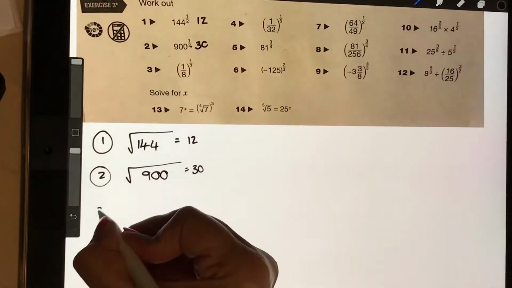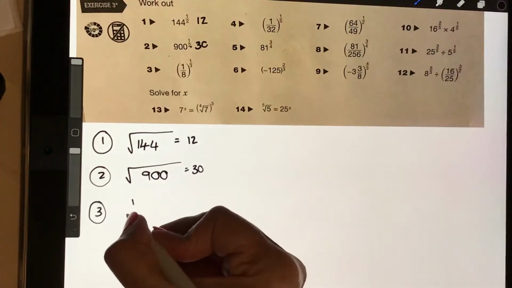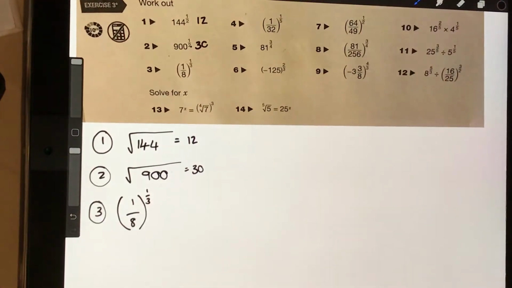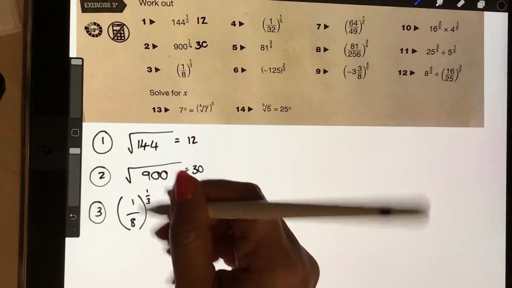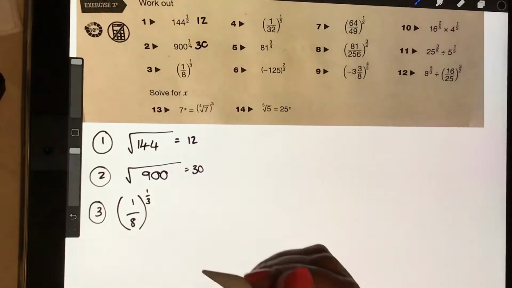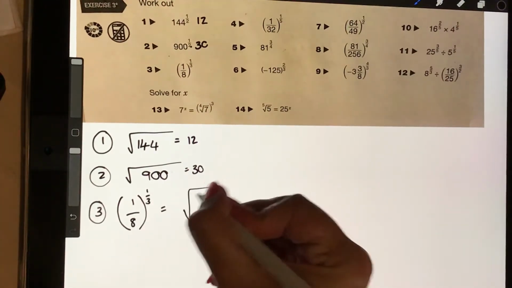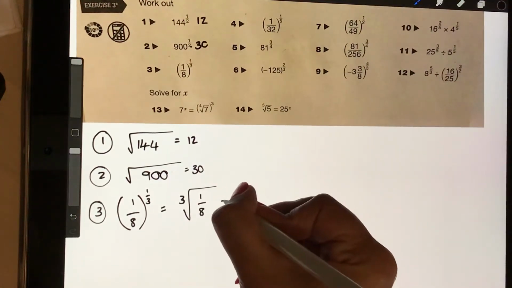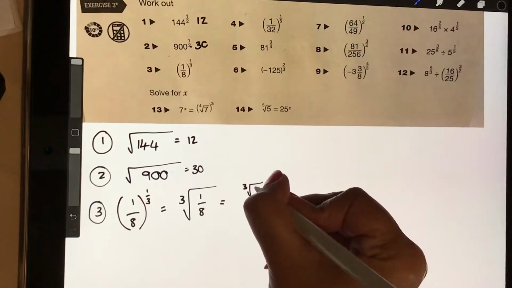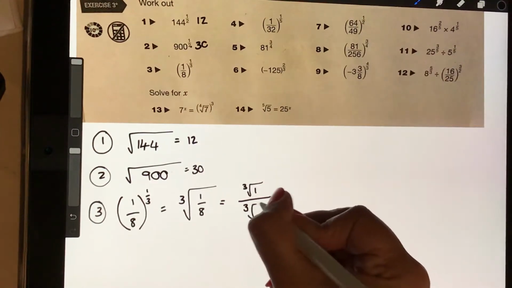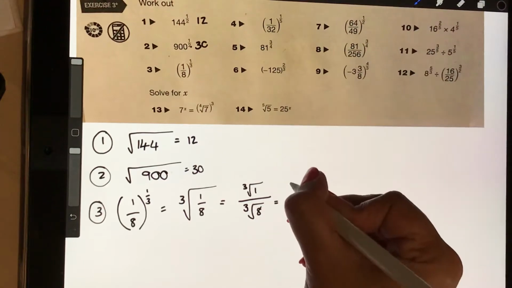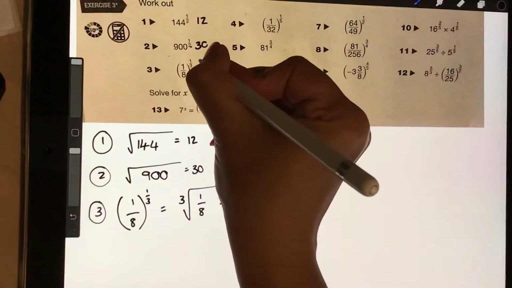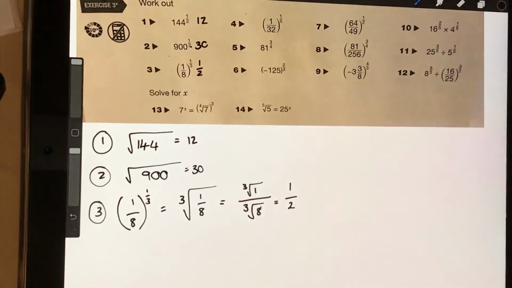Straightforward. For number 3, we've got a fraction of an eighth raised to the power of a third. Do not feel that you don't know what to do because it's a fraction. All you do is you've got your cube root and you've got your fraction on the inside. And you just break it up into a cube root of 1 and a cube root of 8. Now the cube root of 1 is 1 and the cube root of 8 is 2. So that answer is simply a half.